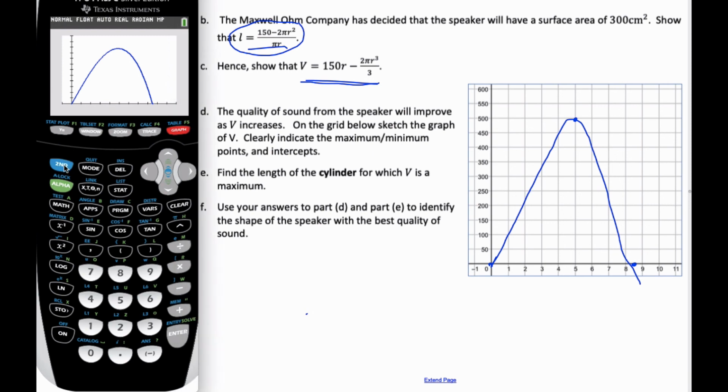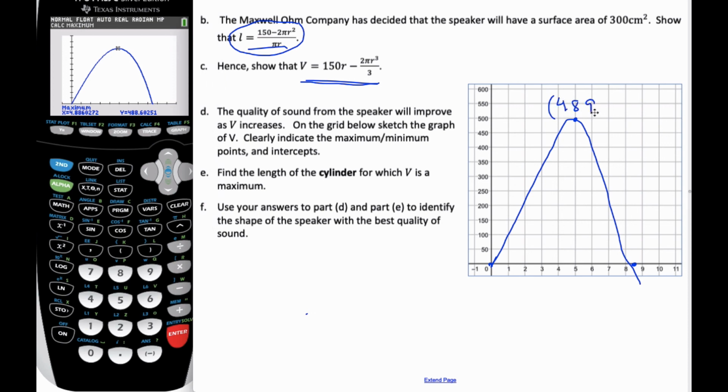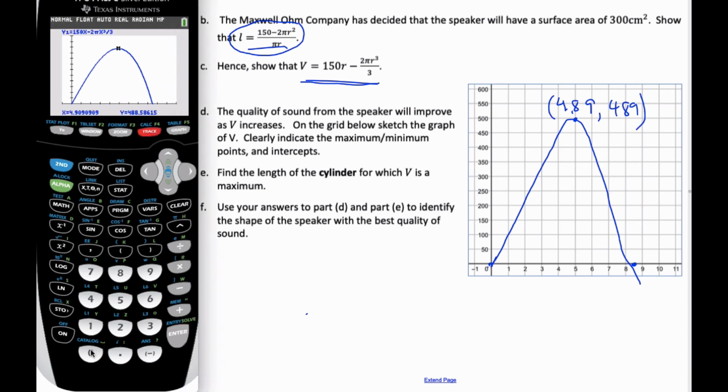So if I calculate my maximum, number 4, my left bound will make it 2, my right bound I'll make it 8, and I'm going to guess it around 5. And so I can see that this point here is 4.89, comma 489. This point here, I think it's 0. That's 0 here, so this is 0, 0.